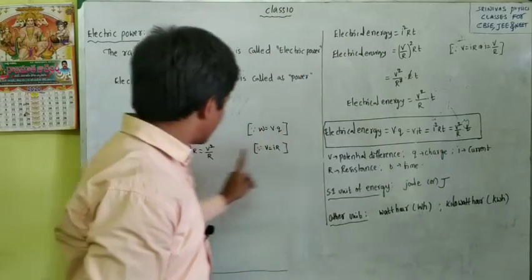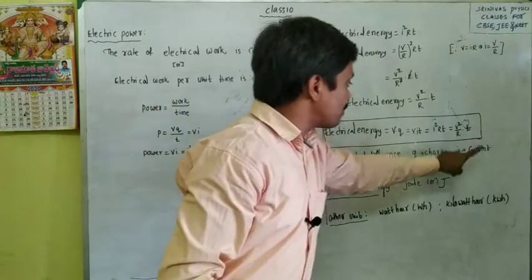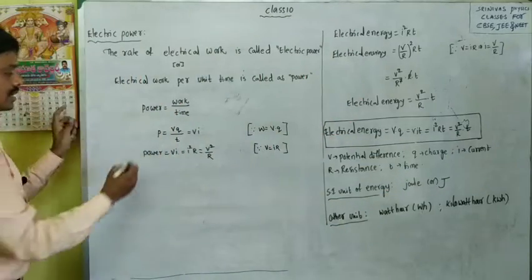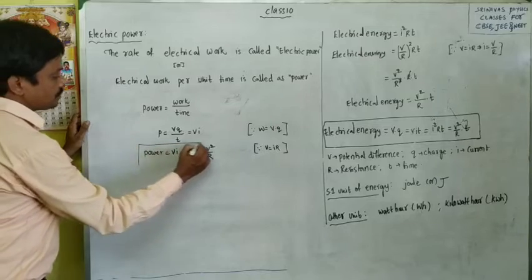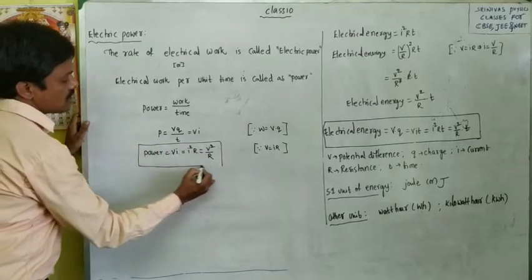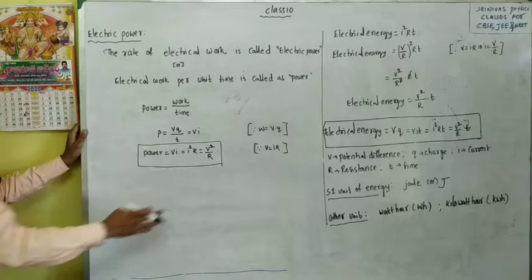I square RT by T, I square R. V square by R into T by T, V square by R. These are the various formulas for the power. Okay? Power formulas.